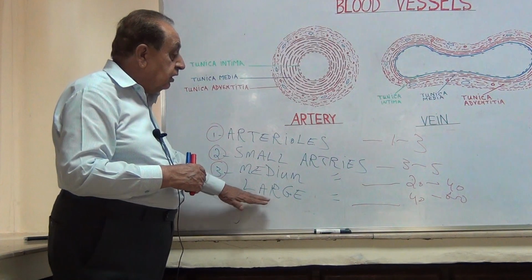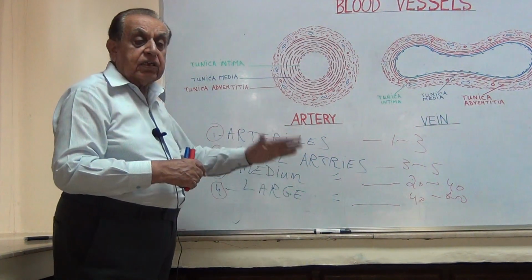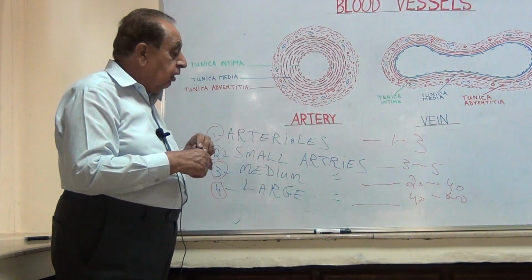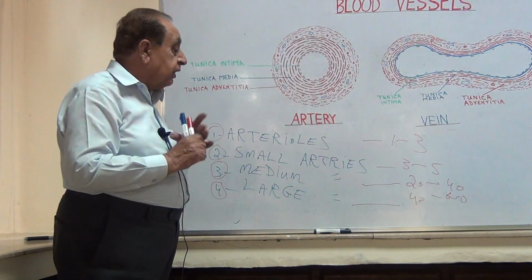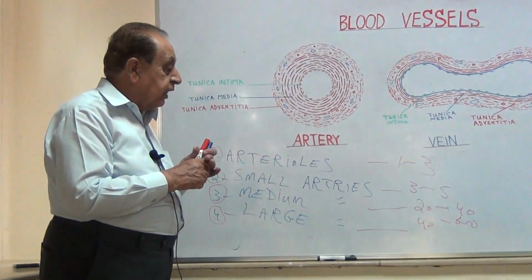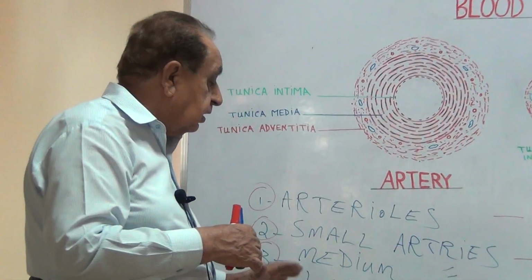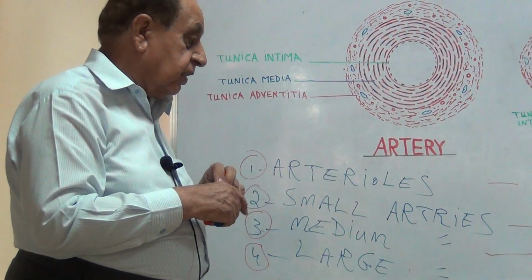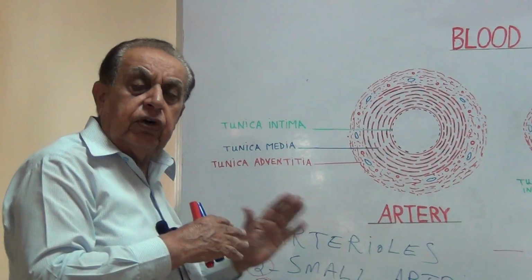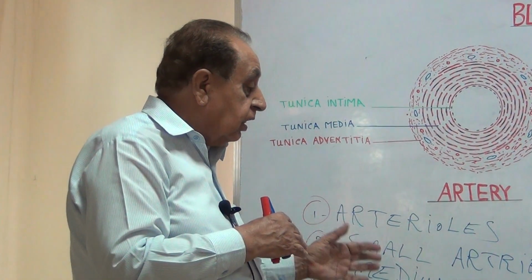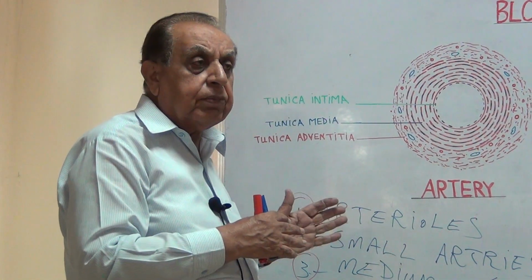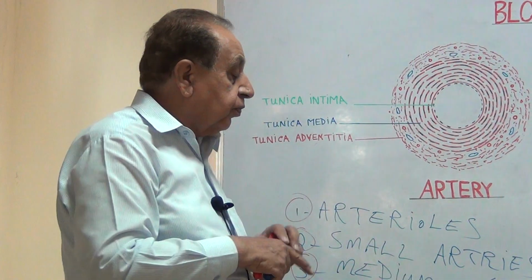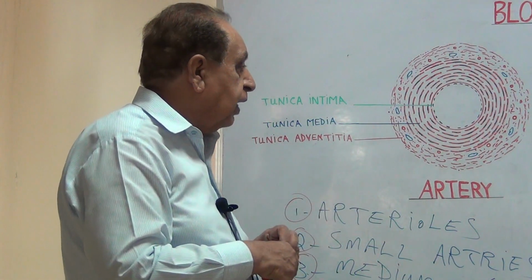The large arteries, for example, are the aorta, the common carotid artery, and the common iliac arteries. All these are the larger arteries. So their tunica media contains elastic fibers more in number than the smooth muscle fibers.